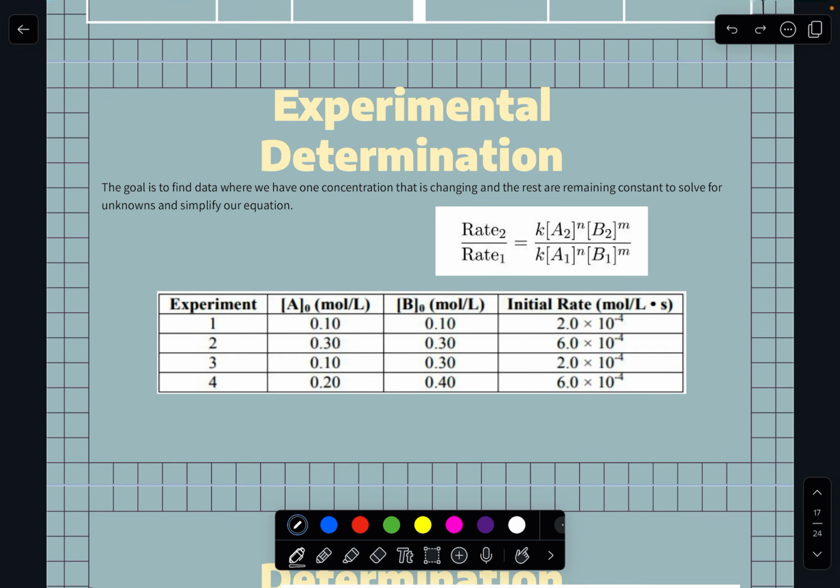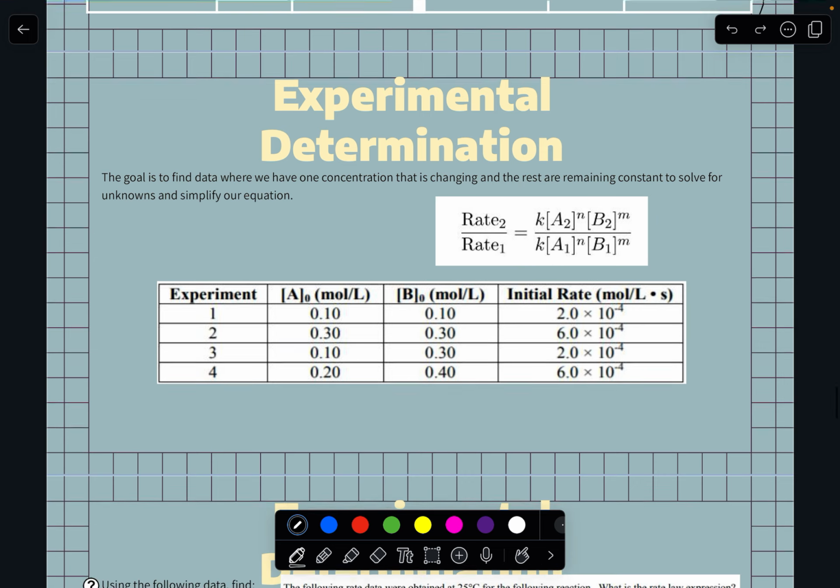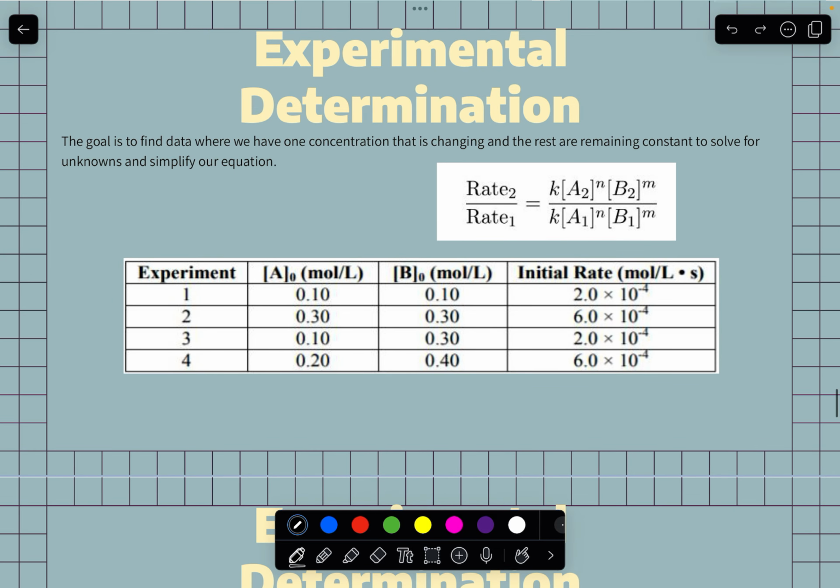All right. So what we're going to do with this is we're going to have a set of data like we have in this table here. And we're going to determine individual parts by doing something like this. We're going to set our rate law over a second rate law. So 2 different trials. That way we can cancel out some terms and we can find some unknowns. Essentially what we're trying to find is those exponents. We're trying to find the order of the reactions.